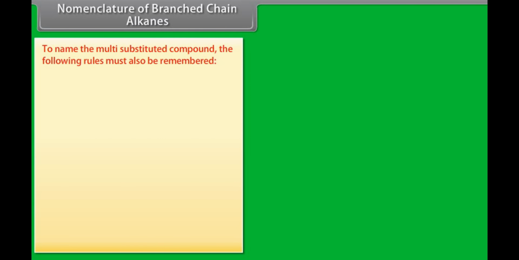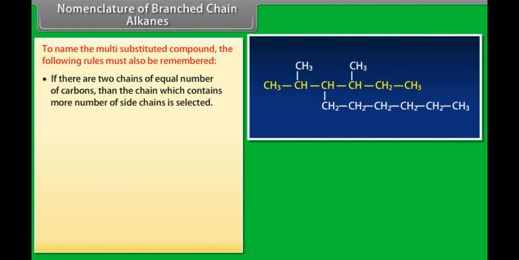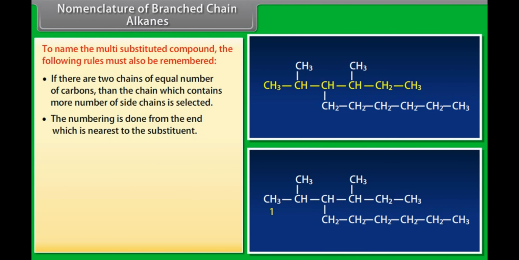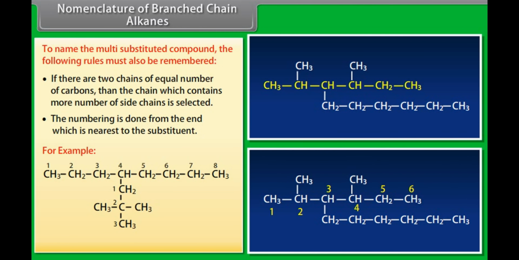To name the multi-substituted compound, the following rules must also be remembered. If there are two chains of equal number of carbons, then the chain which contains more number of side chains is selected. The numbering is done from the end which is nearest to the substituent. For example, the IUPAC name of the given compound is 4-(2,2-dimethylpropyl)octane.